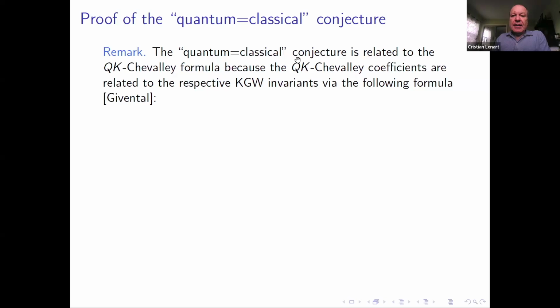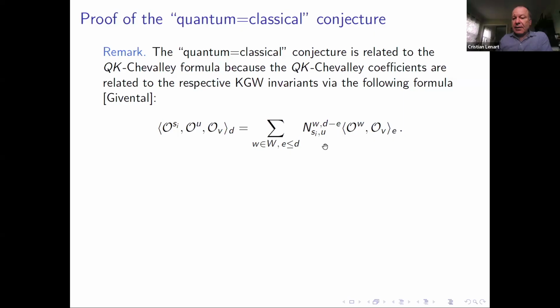So the quantum equals classical conjecture is related to the QK-Chevalley formula because the QK-Chevalley coefficients are related to the respective KGW invariants via a formula which I mentioned at the very beginning, due to Givental. So I'll write it explicitly here. This 3-point KGW invariant is a sum of these Chevalley coefficients that I defined earlier times a 2-point invariant of degree e. So it's a sum over the Weyl group element and all degrees less than or equal to d. Less than or equal is a component-wise comparison.